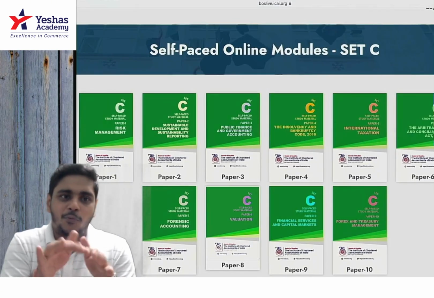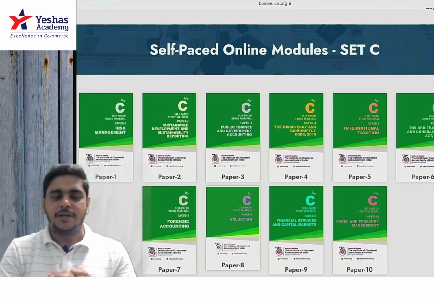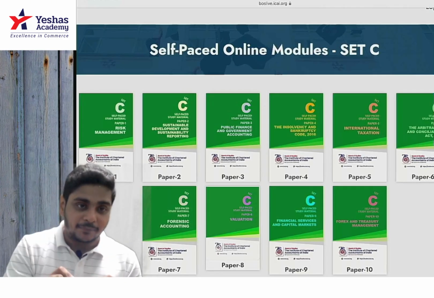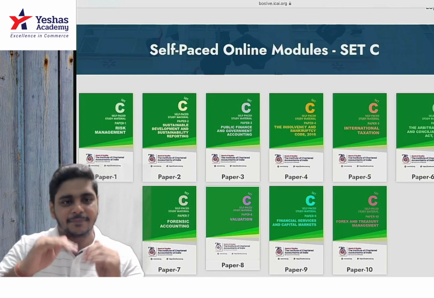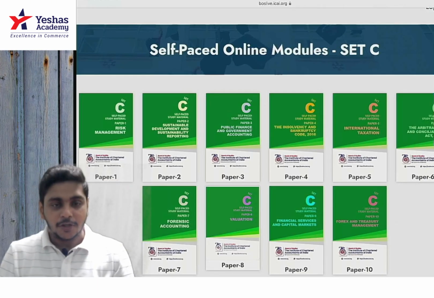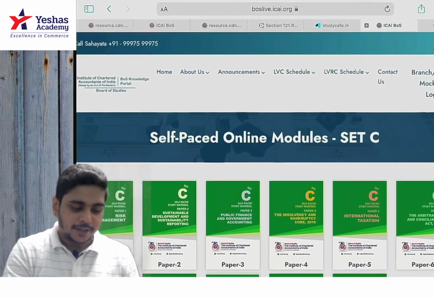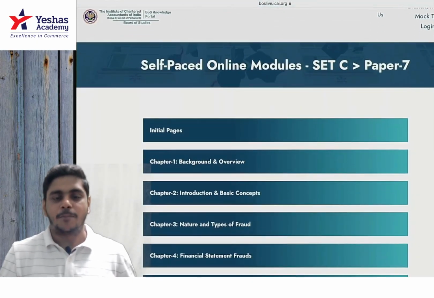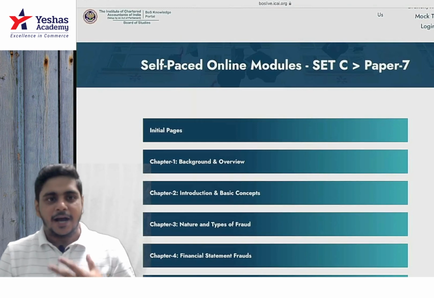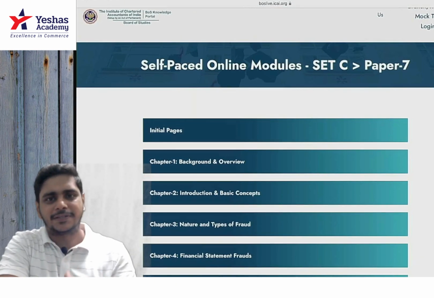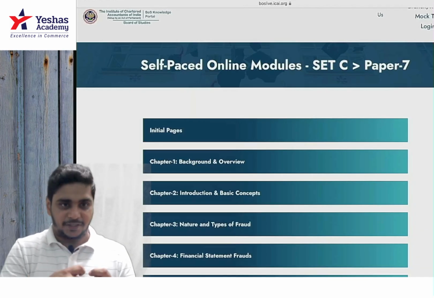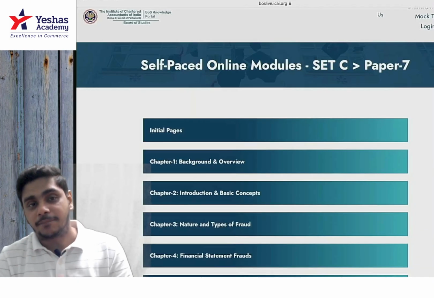So how and why did I select this paper? Number one, forensic accounting is a theoretical part, plus it is exactly the same. I mean, the content of this is similarly there in your CA final regular paper number 3, the audit paper. So anyways you have to study for audit, right? So paper number 7 is in set C. You can select any one out of those 10. I being a teacher, I would say you select 7 because it is there in audit also. Plus we have a lot of examples to connect with in practical life.